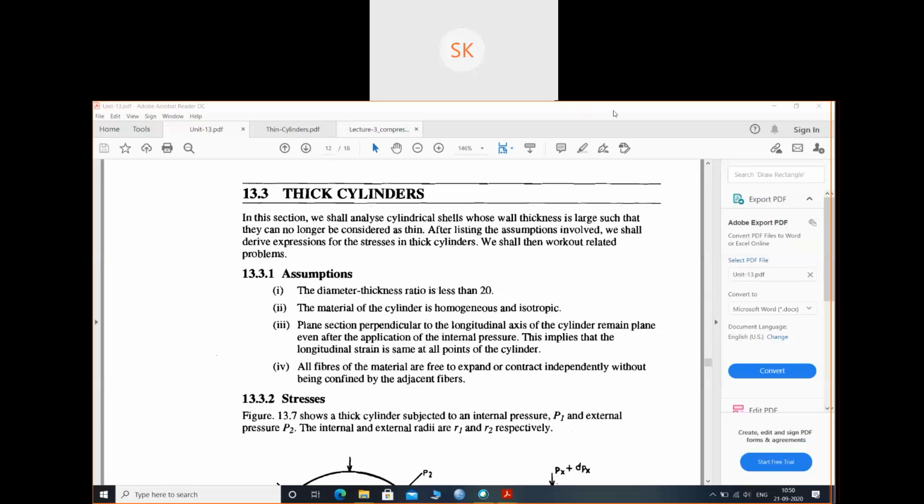In thin cylinders, we took examples like a dyed cone and plastic bottles, where the thickness is very small compared to the diameter. Those were the examples of thin cylinders. In thick cylinders, you can take the example of a pipe, where the thickness is very large. Here, the diameter to thickness ratio is less than 20.